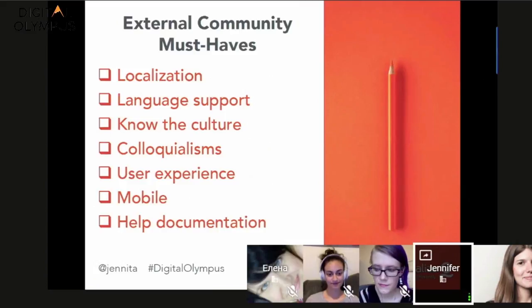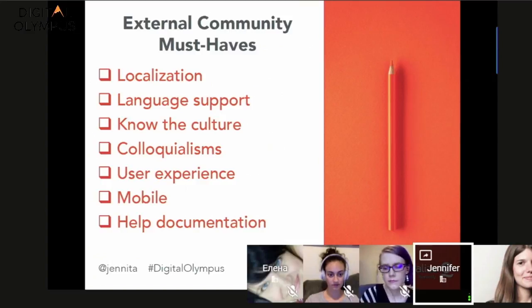So since we only have 10 minutes, I wanted to also have this quick checklist for each item. So the external community must-haves to think about: localization, whether you need language support, knowing and understanding the culture, realizing that colloquialisms and humor don't always translate. So you may think about that when you have your next campaign that is a back-to-school campaign, right? Because you're having a back-to-school campaign in the US. However, the rest of the world, maybe they call it something different, or maybe they're on a different timeline, they're not going back to school at that time, that sort of thing. So you need to think about how you're running those campaigns.